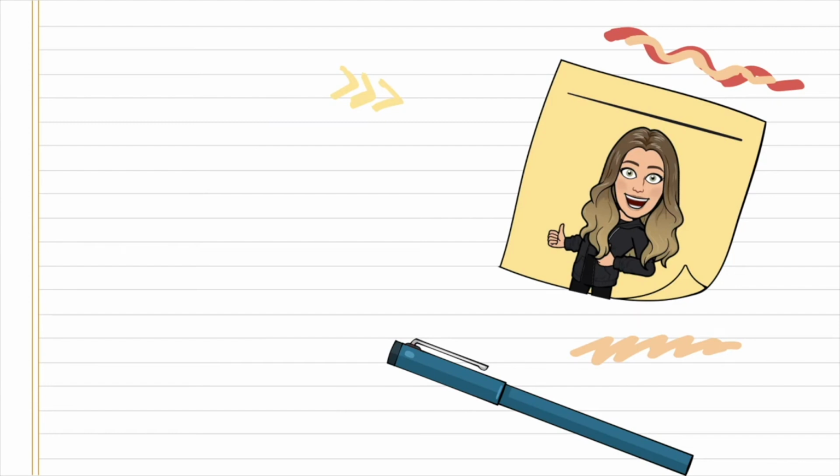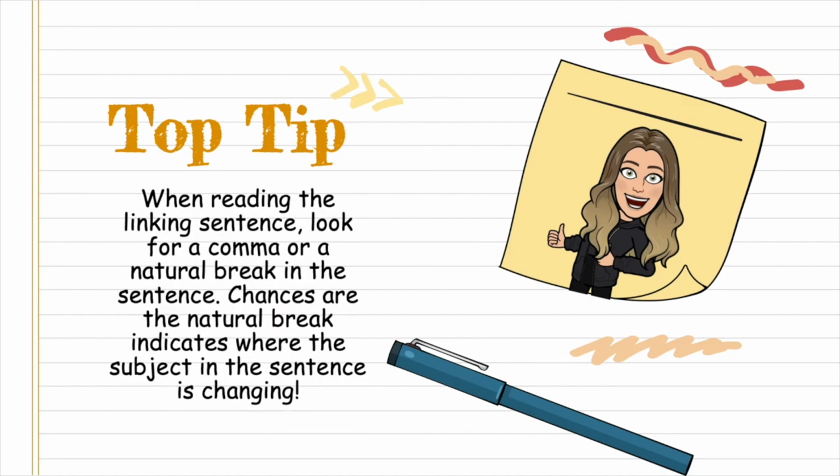Another top tip, which I've already mentioned before. When reading the linking sentence, it's important to look for a comma or a colon or a natural break in the sentence, such as a conjunction. Chances are the natural break indicates where the subject in the sentence is changing, just like we saw for practice 1 with the colon.